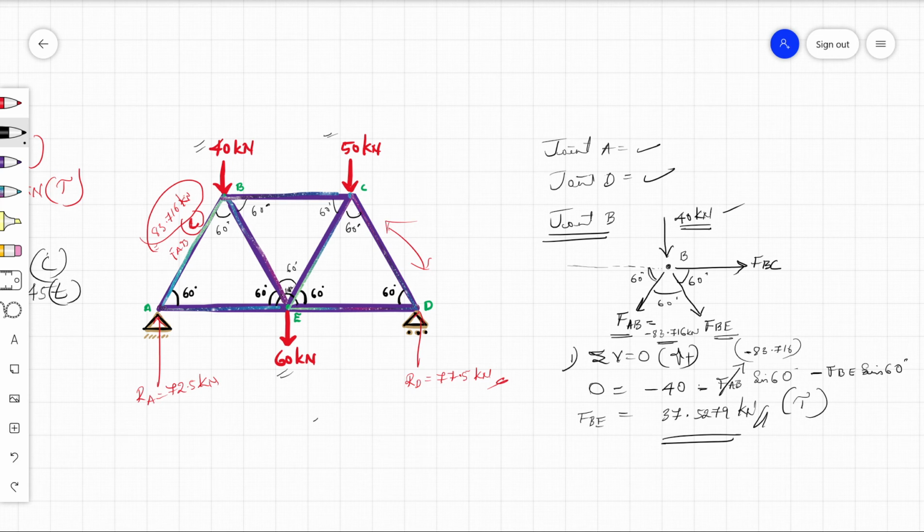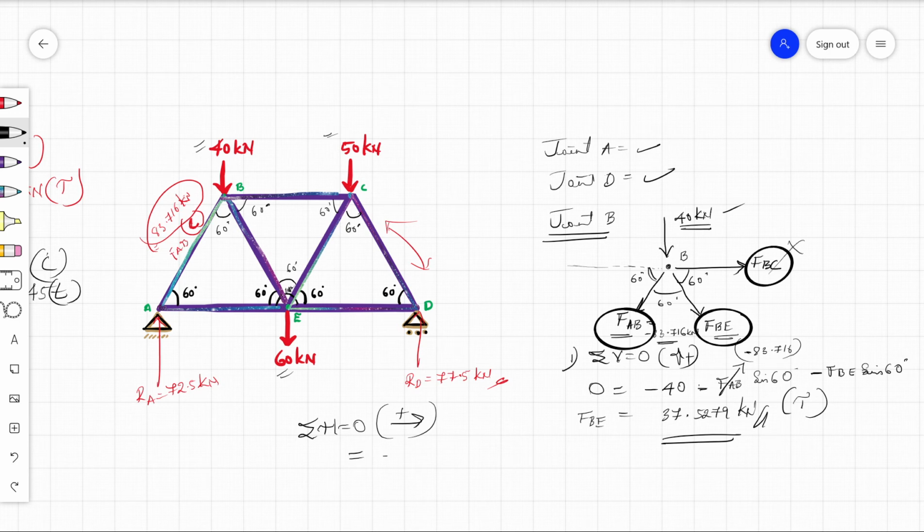Now the second thing is summation of horizontal force is equal to 0, and this side is positive, left to right. What are all the horizontal forces there? One is FBC. We don't know the value of FBC, because we just found the value of FBE and we know the value of FAB. So this one we don't know. Let us find that.